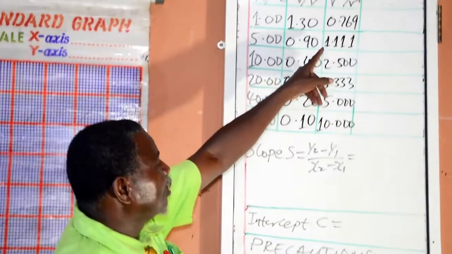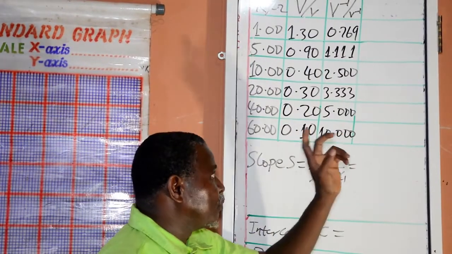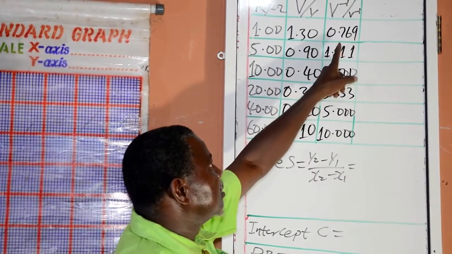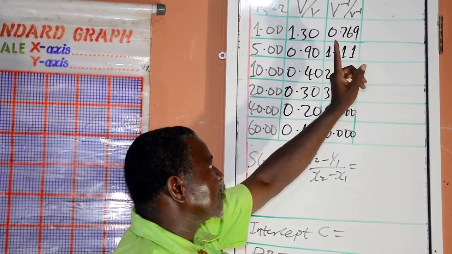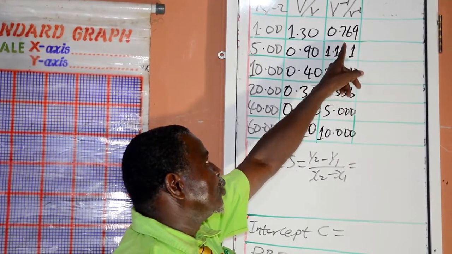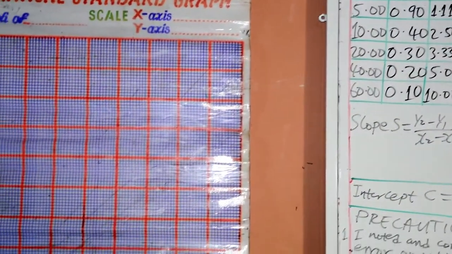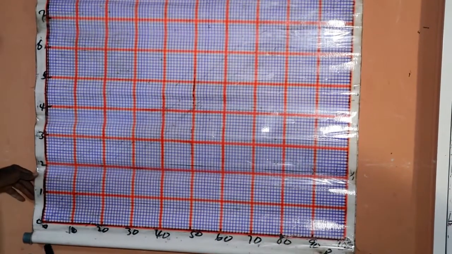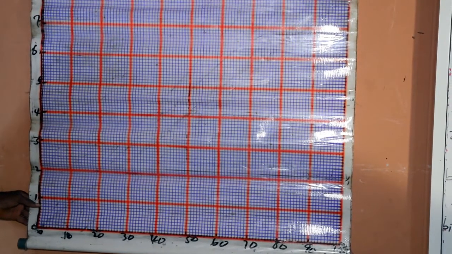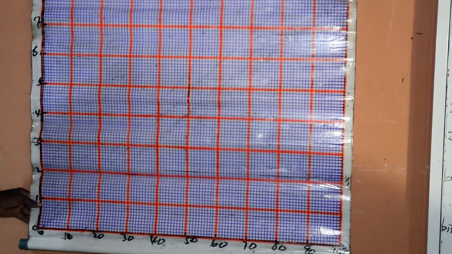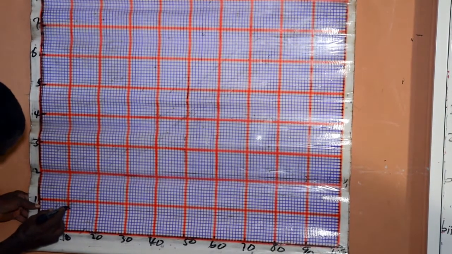Now, we are going to plot. When you have 3 decimal places like this, we plot to 2 decimal places. When the third figure is 5, 6, 7, 8, or 9, you approximate by adding 1 to the second figure. So we are going to plot 0.77 against 1. So this is 0.1, 0.2, 0.3, 0.4, 0.5, 0.6, 0.7. So 0.77 will be around here against 1. So it will be here.